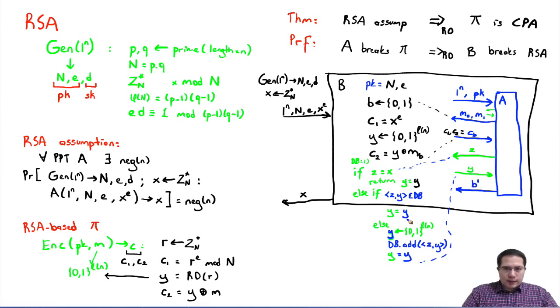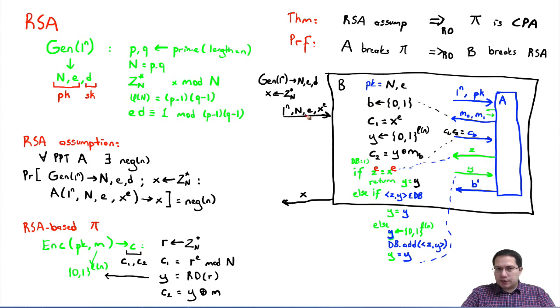Now there is one thing that's important here. Realize that this B does not know X. It only knows X to the E. So B cannot run this if condition. But what it can do is compute Z to the E and compare it with X to the E.